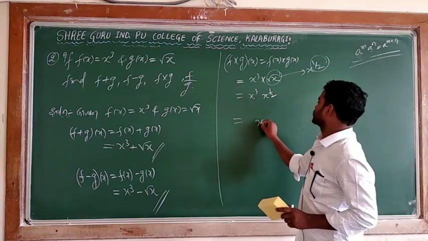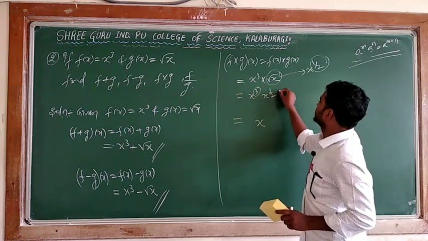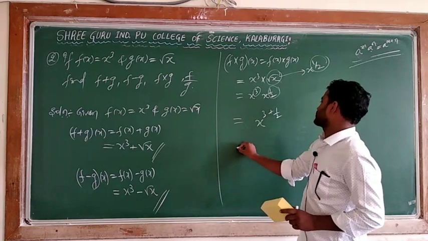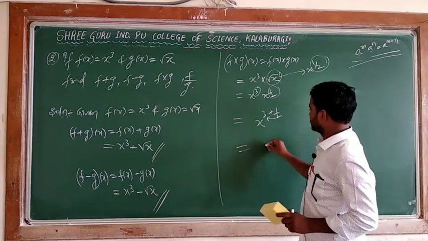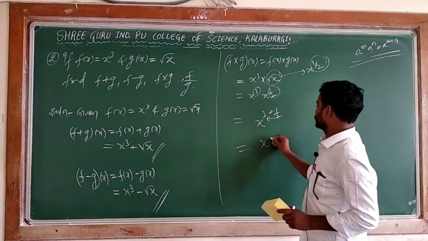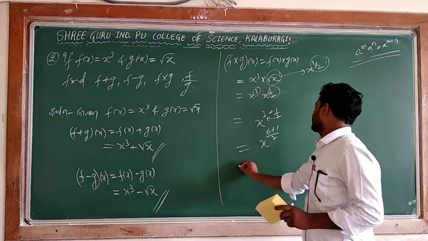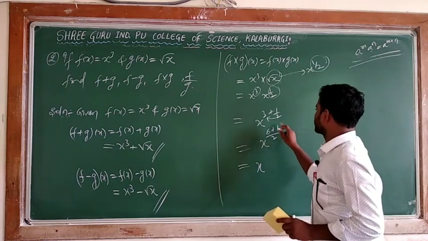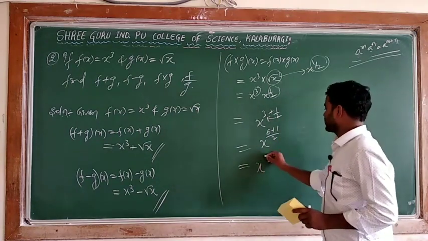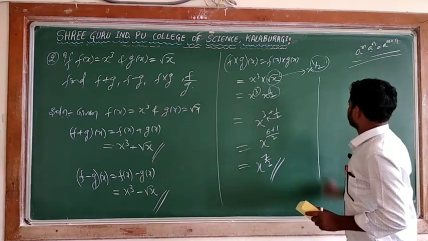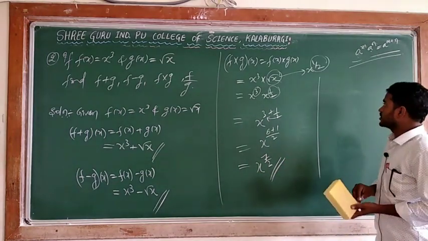So I can write x to the power, it is like m, this is like n. I can write 3 plus 1 by 2. What is the LCM of that? You can multiply with this. x to the power 3 into 2 is 6, plus 1, divided by 2. So what will we get? x to the power 6 plus 1, 7 by 2. This is what? Multiplication of the two functions.